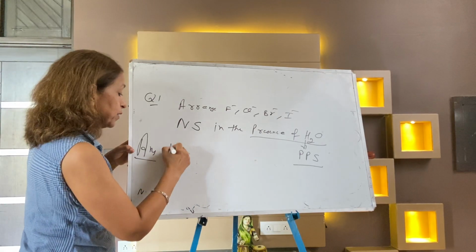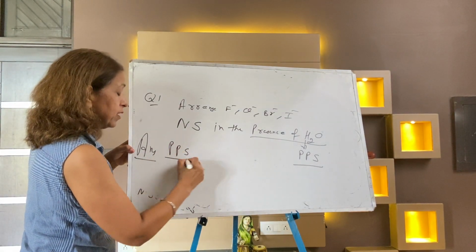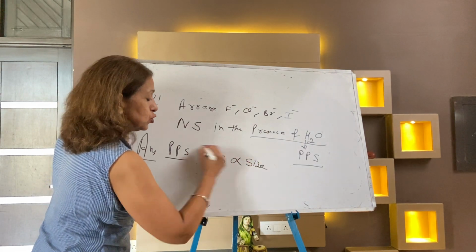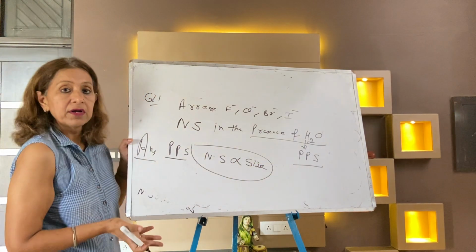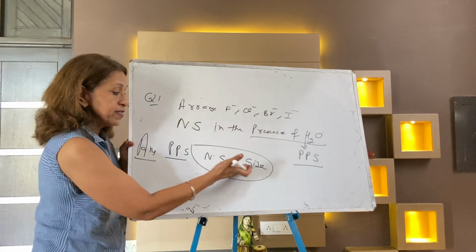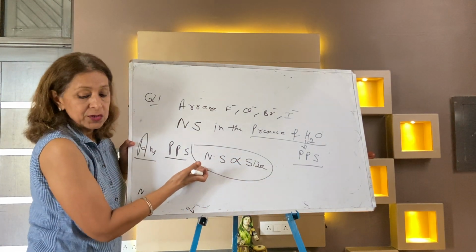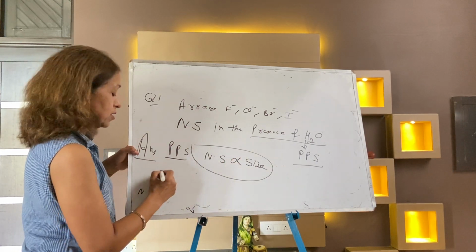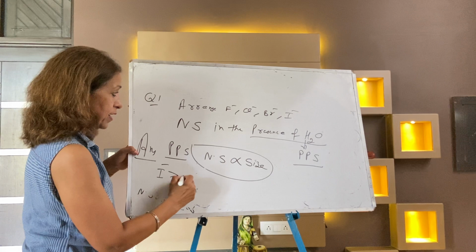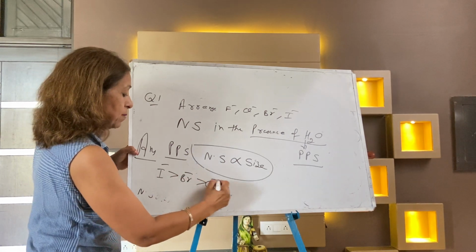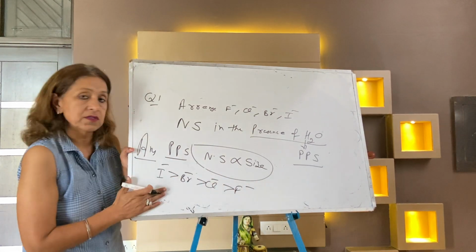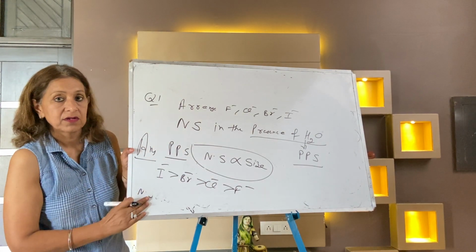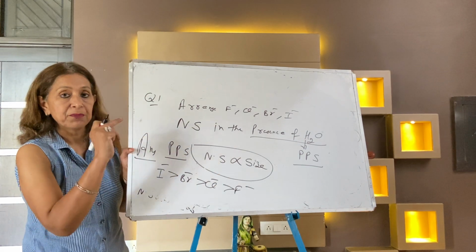And what I told you: in a polar protic solvent, nucleophilic strength is directly proportional to size. Very important thing. More the size, more the strength. So your answer is I minus greater than Br minus greater than Cl minus greater than F minus. More the size, more the nucleophilic strength.